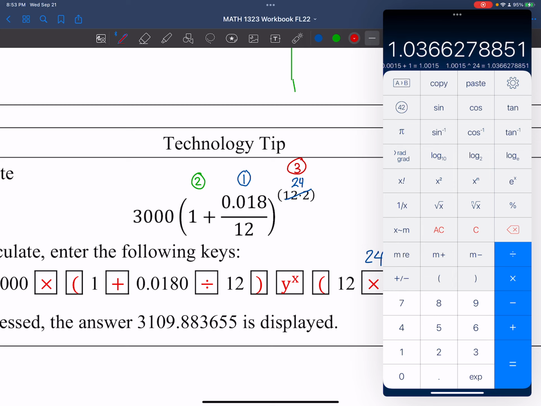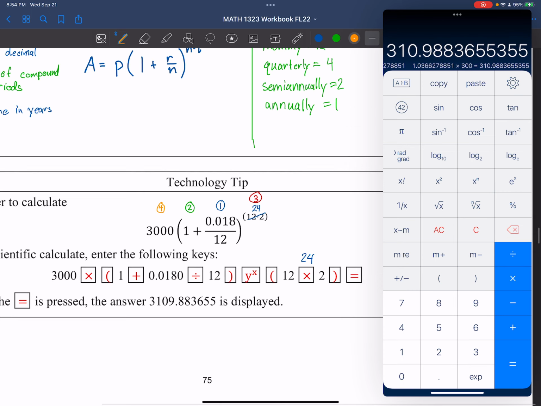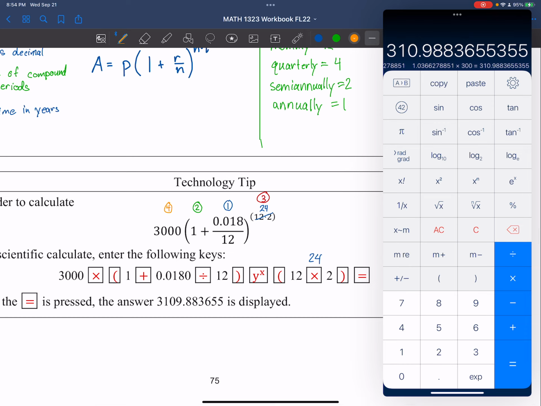And then lastly, let me get a new color right here. I will multiply this by 3,000. So when all is said and done, you can see that I think I only did 300 there. So again, I have to actually multiply it by another 10. Okay, so let's do that again.